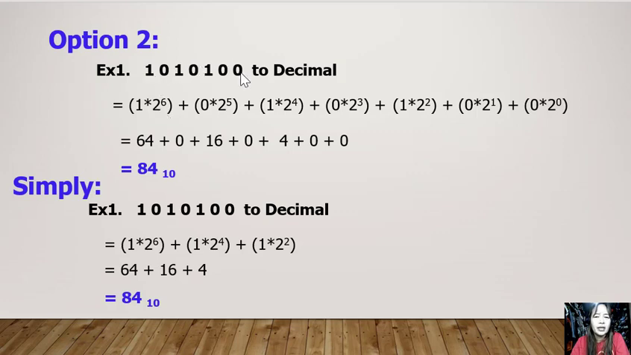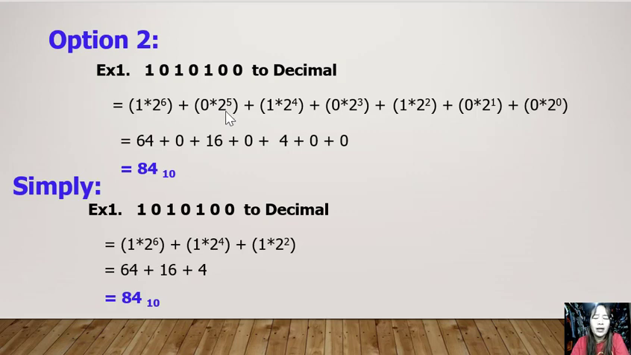Starting from the right, you have position 0, 1, 2, 3, 4, 5, 6. So that would be 1 times 2 to the power of 6. And then you add it up with the other digits. If you want to be very particular about it, if you want to understand how it works, the next digit is 0, and you multiply 0 times 2 to the power of 5. Now again, why 5? Because starting from the right, it's position 0, 1, 2, 3, 4, 5, so that's why it's 0 times 2 to the power of 5.